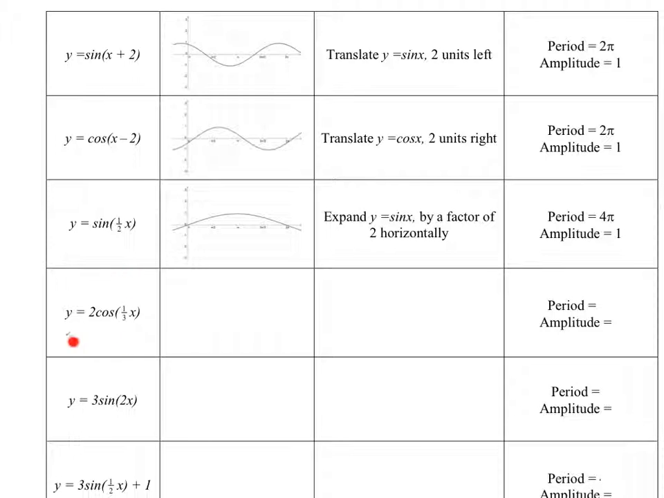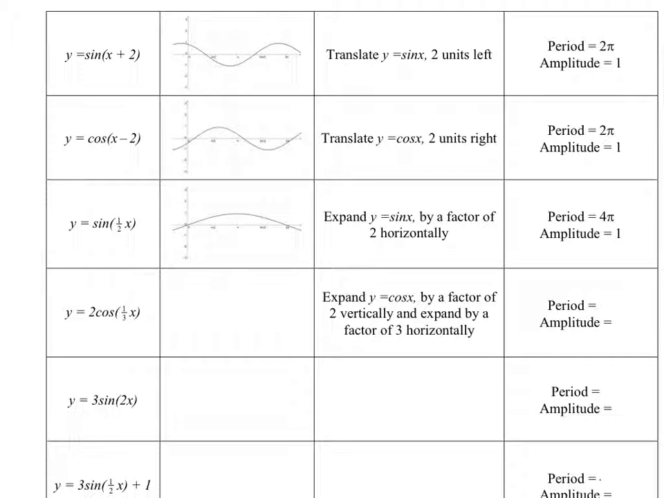In this example, the 2 should affect the amplitude. It should expand it vertically by a factor of 2, and the 1/3 that we have here should expand things horizontally by a factor of 3.